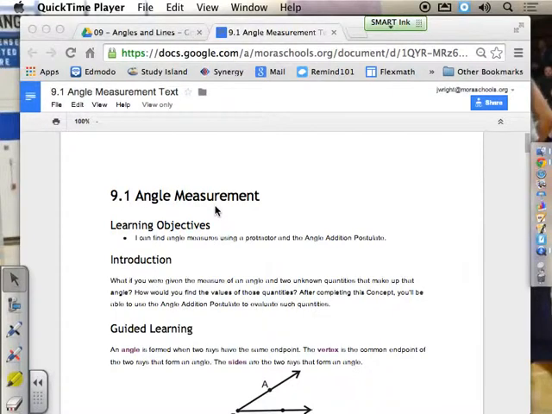Hi kids, we're doing 9.1, which is angle measurement. You will be using a protractor to find the measure of the angles, and that can sometimes be a little bit tricky, but I'm sure you'll get the hang of it quickly. We will also be learning about the angle addition postulate, which is adding two angles together. I know that sounds tricky, but it's not really that tricky. I'm sure you'll pick it up quickly. Make sure you pause the video to do your practice problems and have fun.